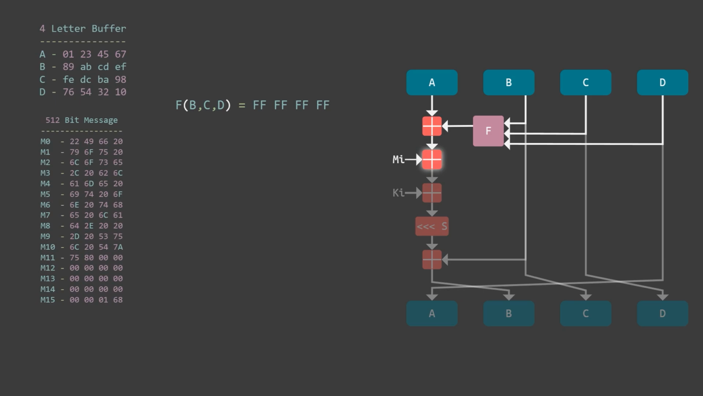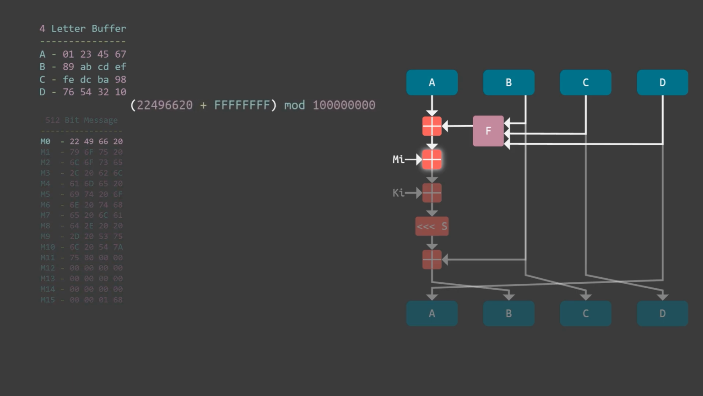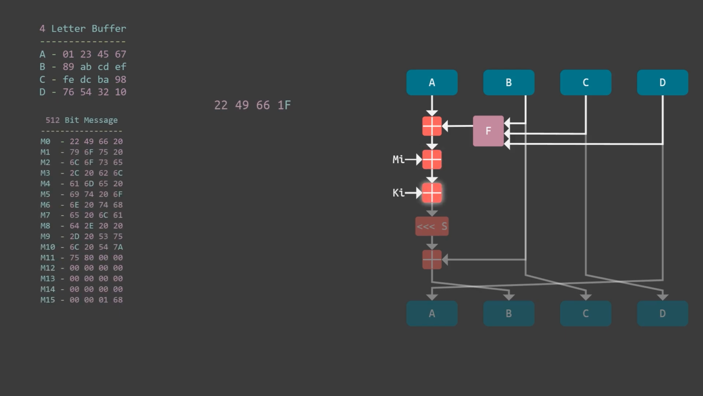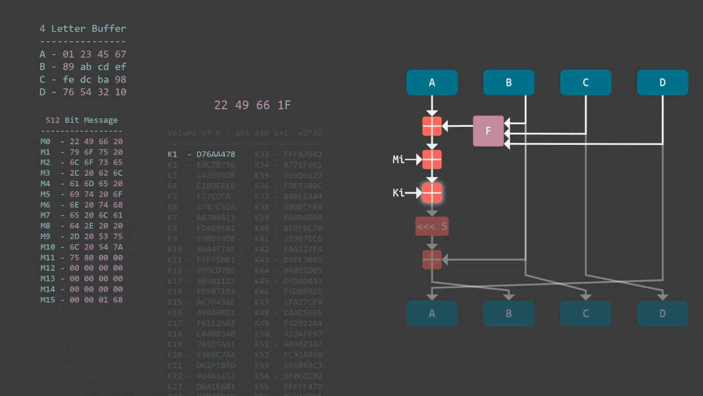Which input shall be added depends on the number of the operation being performed. Depending on that, a different message block will be added. Since this is the first operation, M0 will be added. After adding, it moves on to the next block to be added with the constant value of k. The i here represents the current number of operations being performed. Since it's the first operation, k1 will be added.